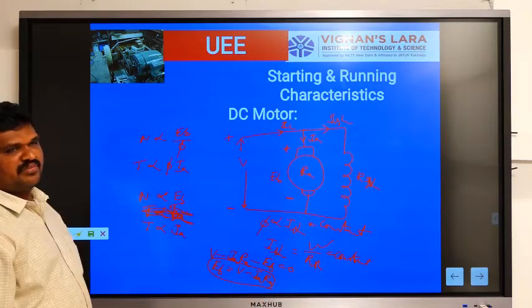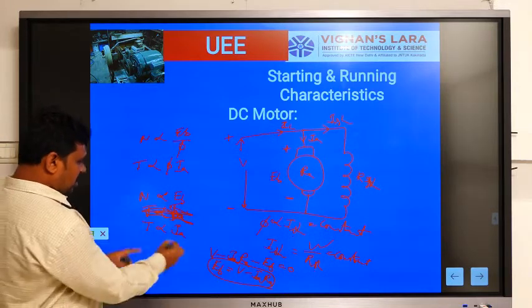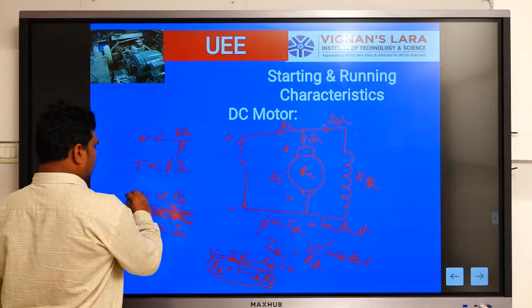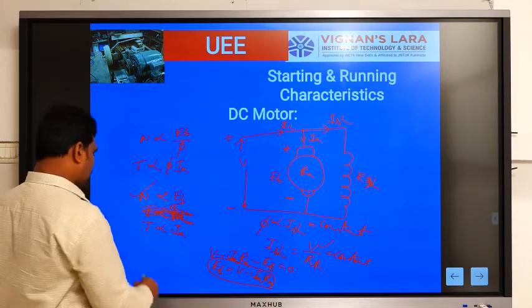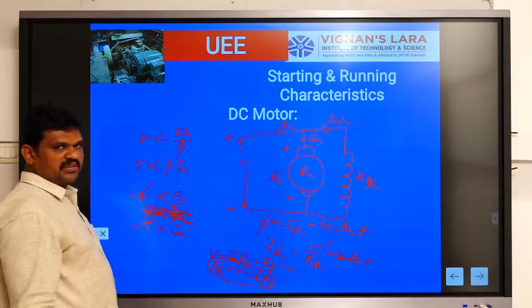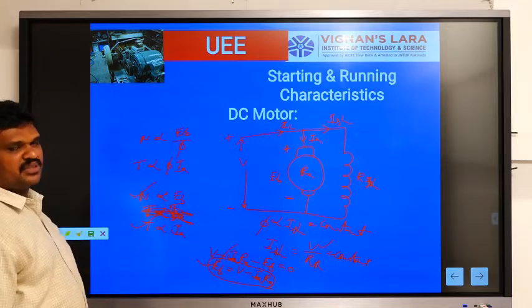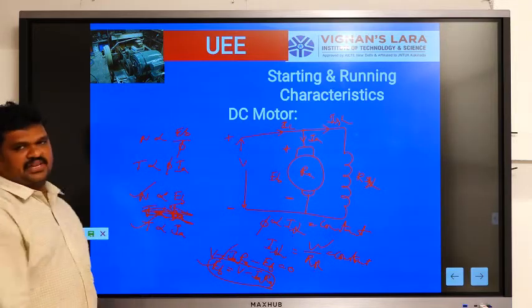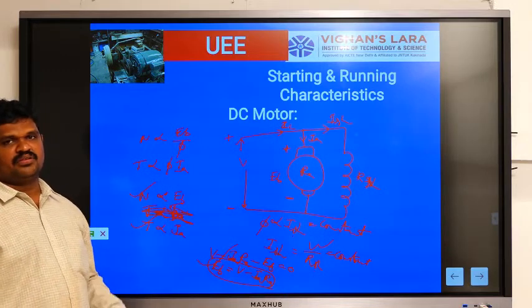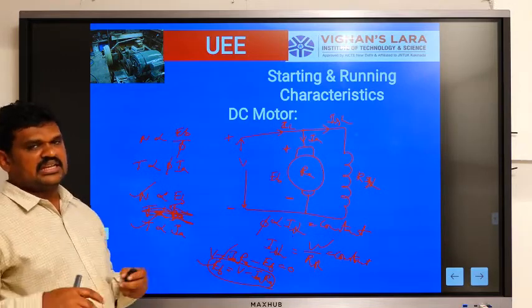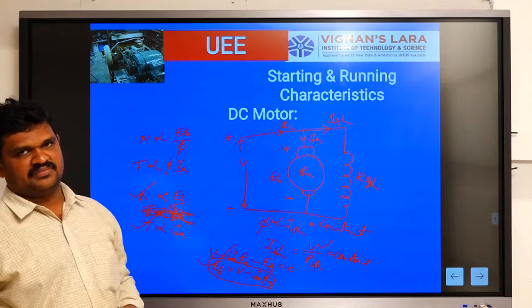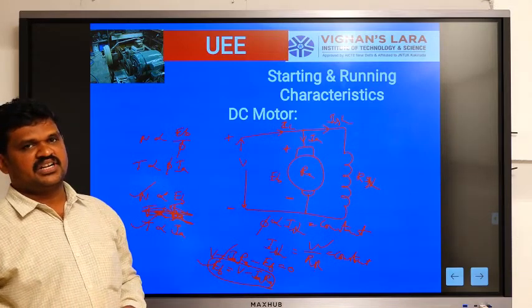EB is equal to V minus IARA. So by using these three formulas, N is proportional to EB, torque is proportional to armature current, and EB is equal to V minus IARA, we write the characteristics of the shunt machine.